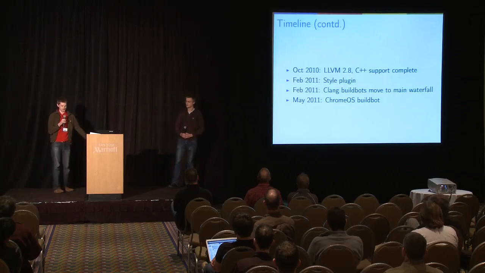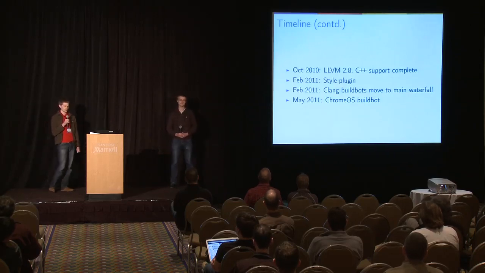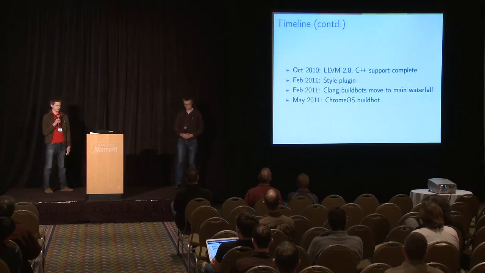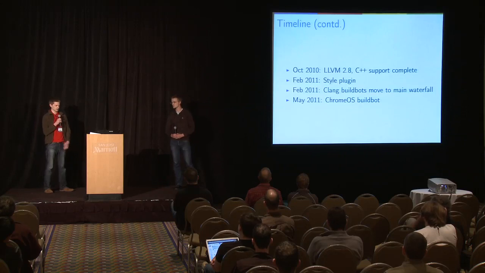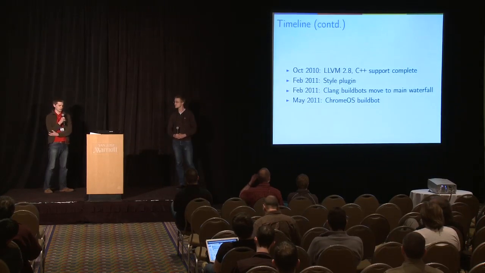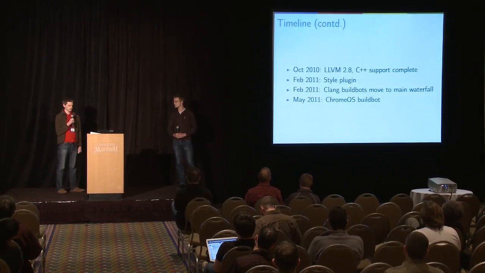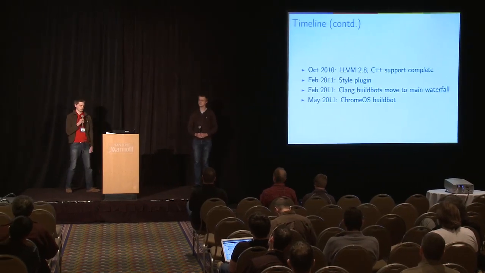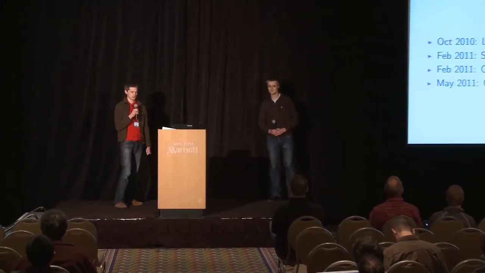Yeah, so before last year's developers meeting, LLVM 2.8 was released and C++ support was considered complete. And we think it was certainly working for us, and Clang was happily building away. So we started looking towards doing other things with Clang as well. We wrote our style plugin, which we'll be talking about later. We moved our build bots to the main waterfall. So if you actually broke the Clang build, we would close the tree, and the guy watching the tree would get angry and email you and revert your patch and so on.